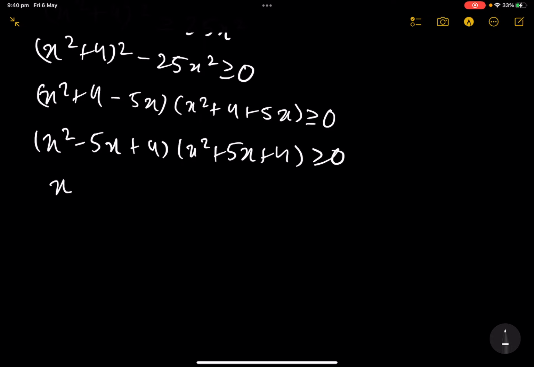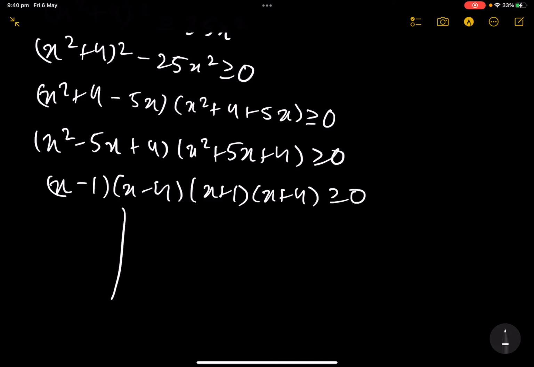Factorize this again. What is this? 4 minus 1, minus 4 minus 1, x minus 4. This is (x plus 1)(x plus 4) greater than or equal to 0. This is just a quadratic. By now we should be able to know this, right?